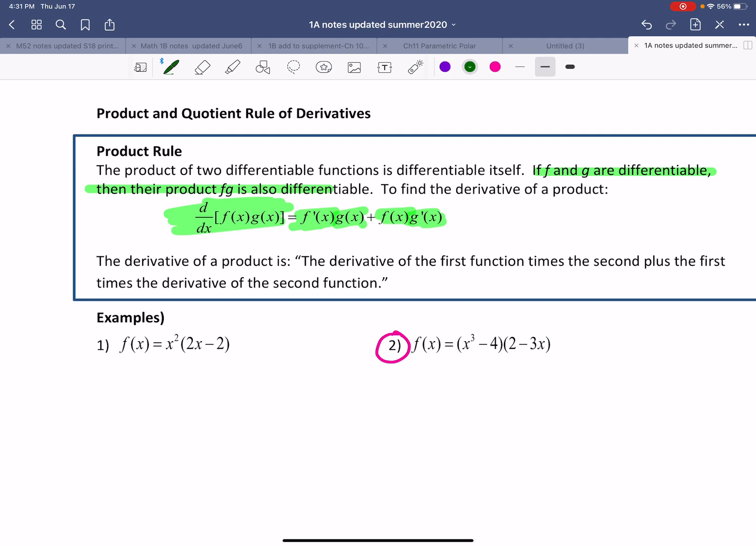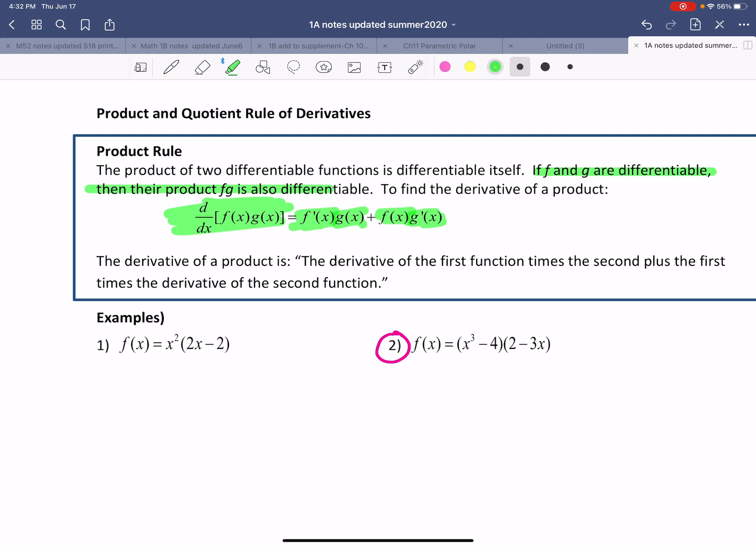And this rule applies to more than two functions. You can have 3, 4, or 5 functions. The rule still applies. So first function stays as it is, derivative of second, plus second stays as it is, derivative of first. If we have 3 functions, first and second stay, derivative of third, plus first and third stay, and derivative of second, plus second and third stay, and derivative of first. So this rule can be extended to any number of functions. Let's look at some examples.